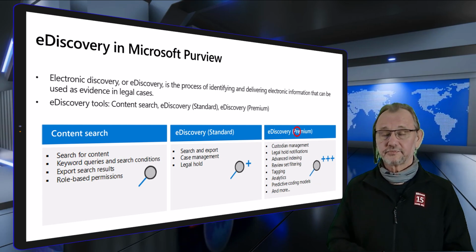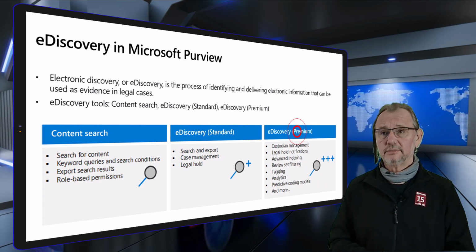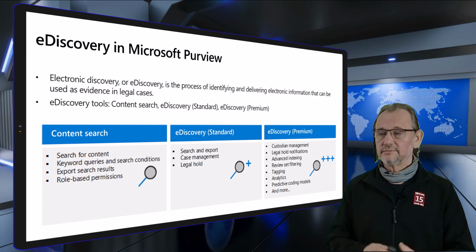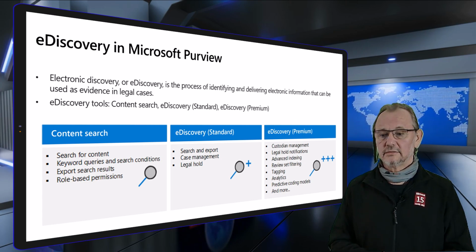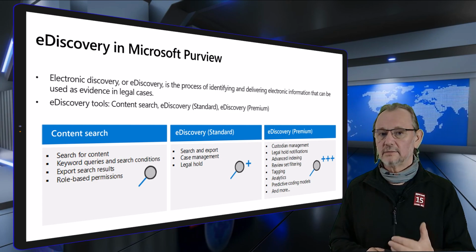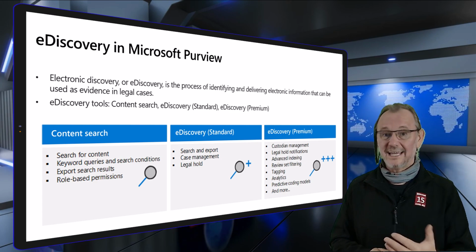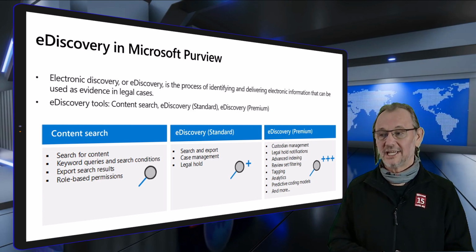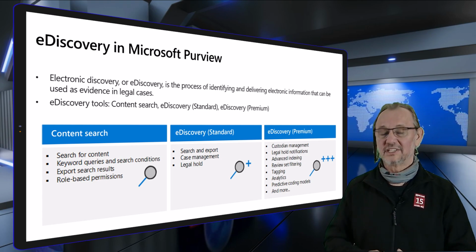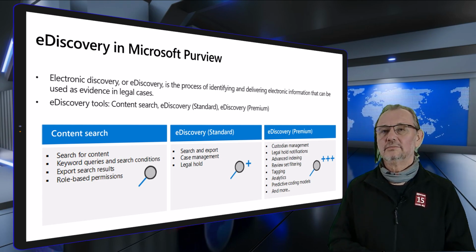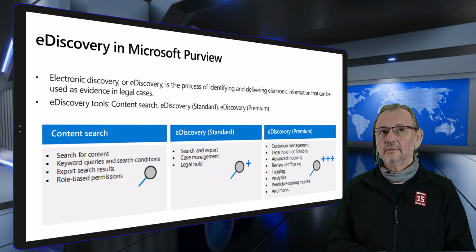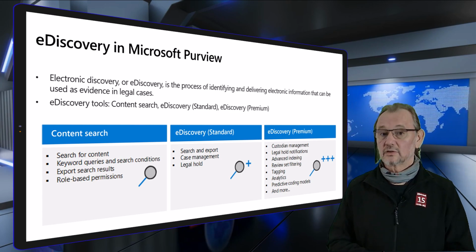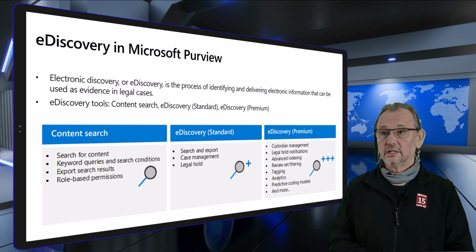E-discovery Premium. The e-discovery Premium solution builds on the existing capabilities of e-discovery Standard. In addition, e-discovery Premium provides an end-to-end workflow to identify, preserve, collect, review, analyze, and export content that's responsive to your organization's internal and external investigations. It lets the legal team manage the custodians, people that you have identified as people of interest in the case, and the workflow to communicate with custodians.